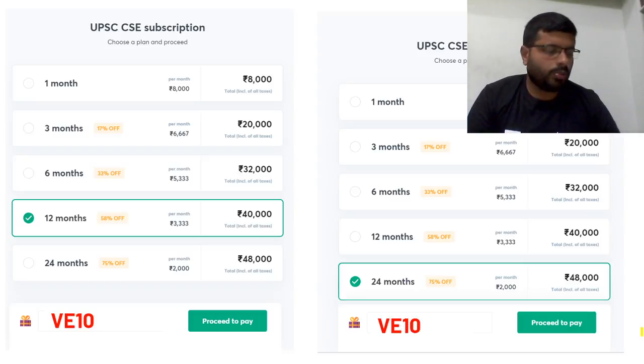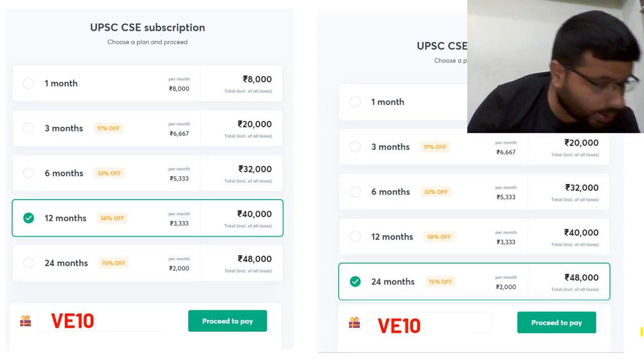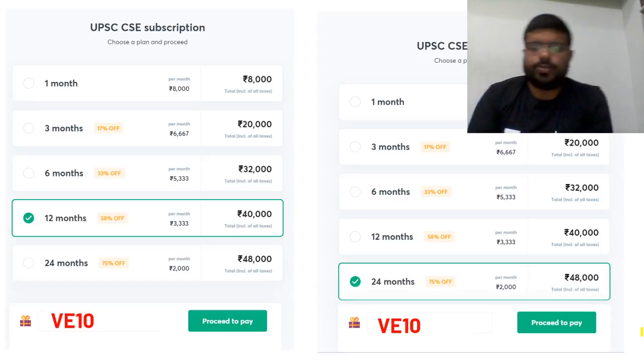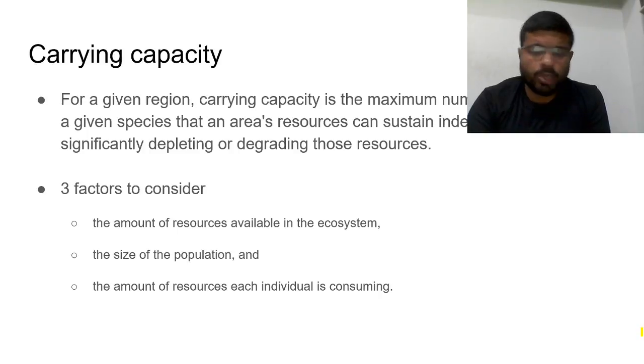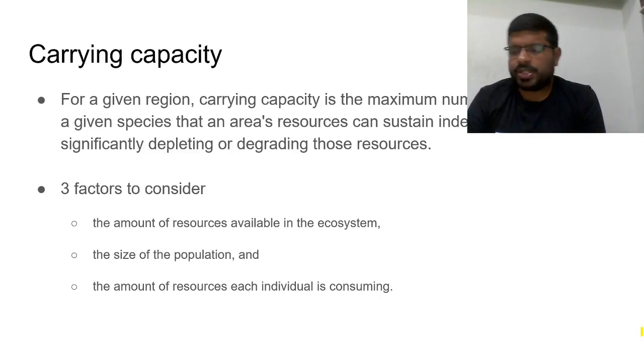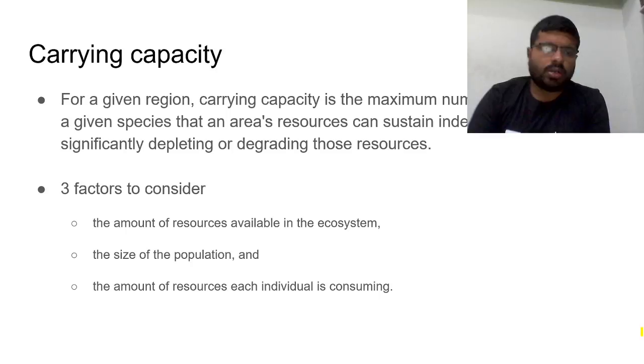Then moving to today's session, we'll be starting the continuation of the ecological concepts.